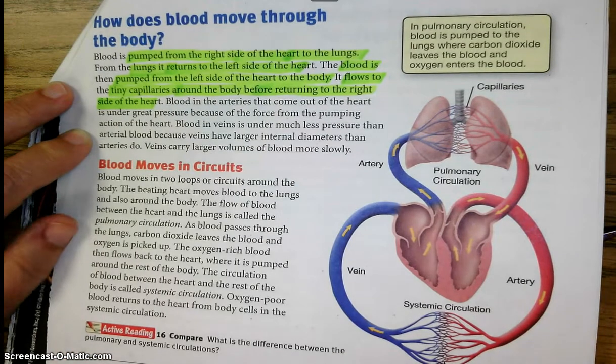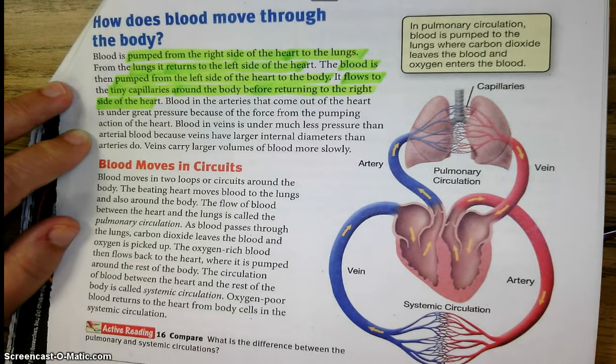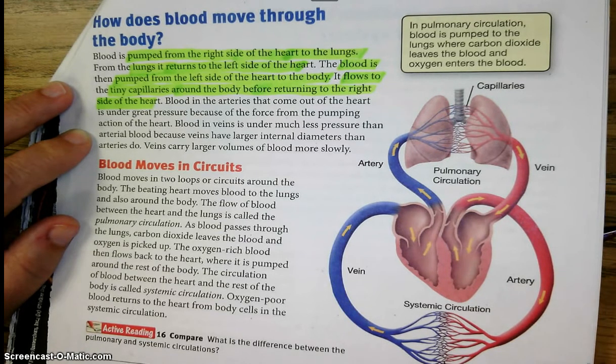Now, what it didn't mention is that it's picking up oxygen from the lungs and getting rid of carbon dioxide at the lungs, and that as it goes through the body, it's picking up carbon dioxide waste from the cells and then giving those cells oxygen. But we're going to show that in our diagram.